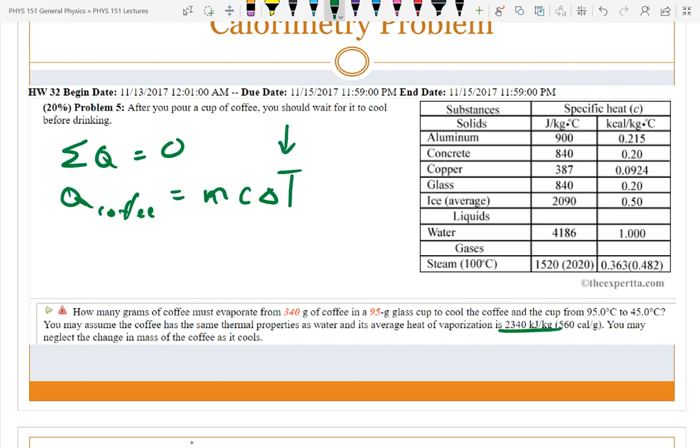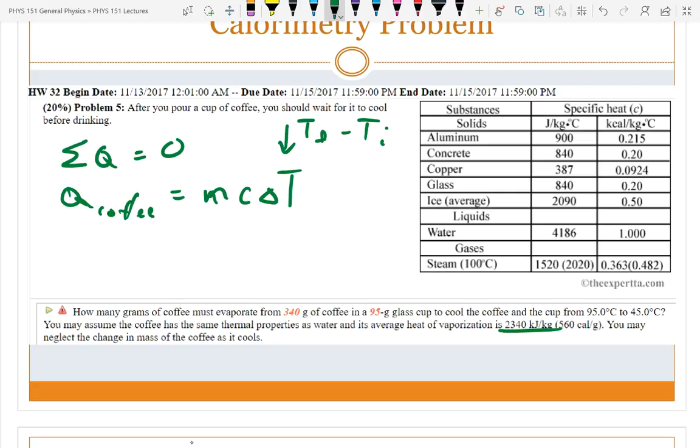Delta T is going to be temperature final minus temperature initial. Since it's going down, delta T is a negative value, so that Q is going to turn out to be negative. I strongly recommend don't throw an artificial negative sign in there. Just keep your equations Q is equal to mc delta T, and if the delta T is negative, the Q is negative.